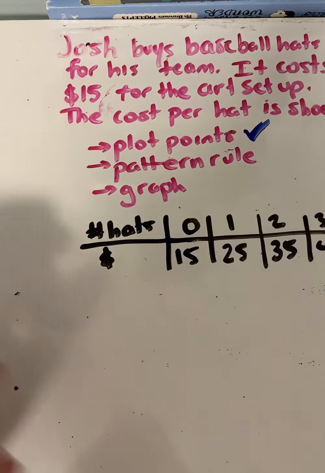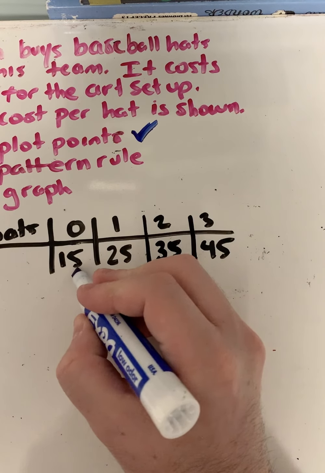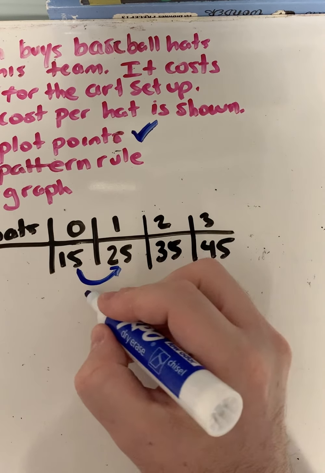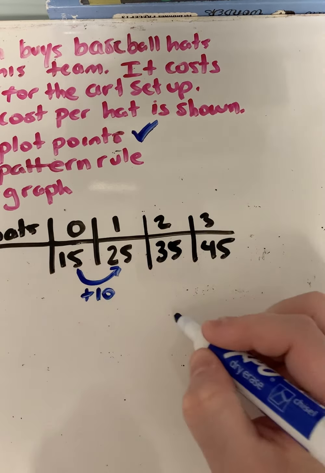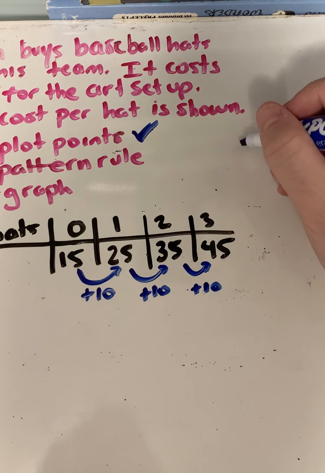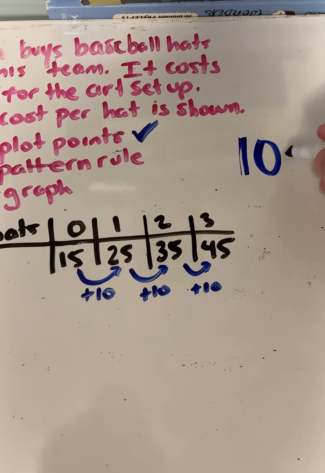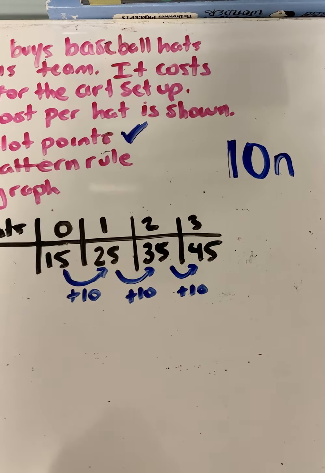So let's create the pattern rule now. Let's do that on this side. I can see from just looking at this that we start at 15 and we go to 25, which means that this is increasing by 10. 25 to 35, it's still increasing by 10. So we know it's a linear equation. So we're going to write 10n, right? Because 10 is the repetitive addition that's happening.